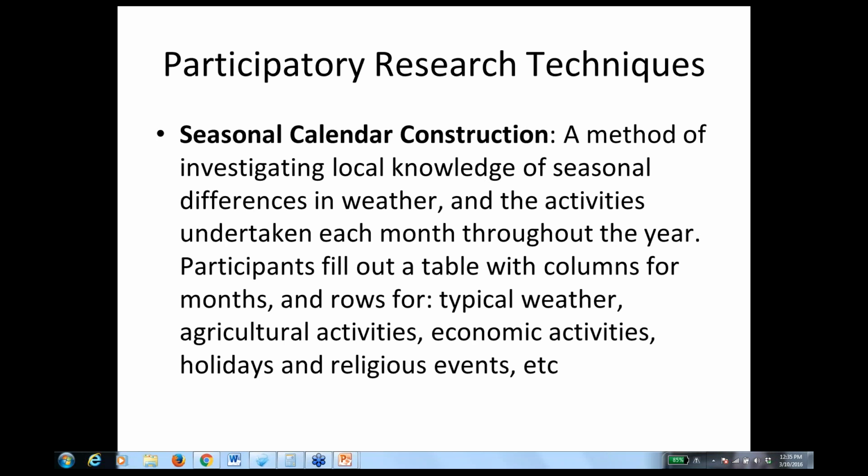To do this, you essentially create a blank table with columns for the months and rows for typical weather in that month, agricultural activities people undertake in that month, and economic activities people undertake in that month. So is it a month that people are selling potatoes or not? Is it a month that people are spending more time migrating to look for outside labor? You can also include holidays and religious events, and all those types of different things in there. When I do this, I also do a row for typical weather and then climate changes that people have observed recently.